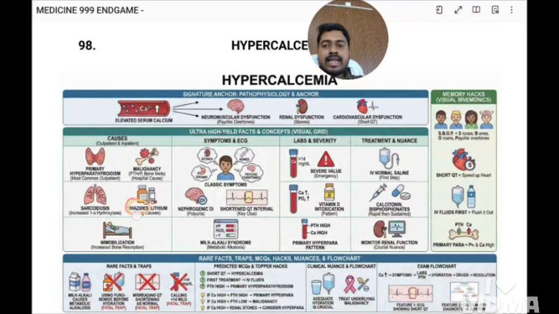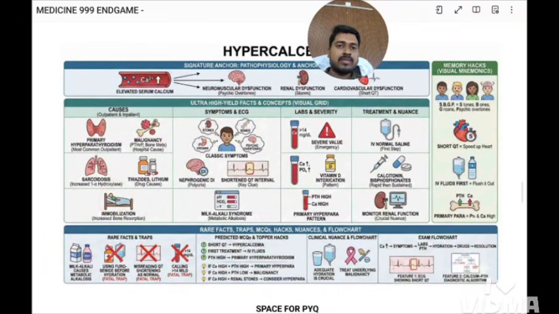Other drug causes are thiazides and lithium. Remember, furosemide, which we discussed in pharmacology, and loop diuretics will decrease calcium, whereas thiazides increase calcium. And fifth is immobilization causing increased bone resorption, which is a minor cause.